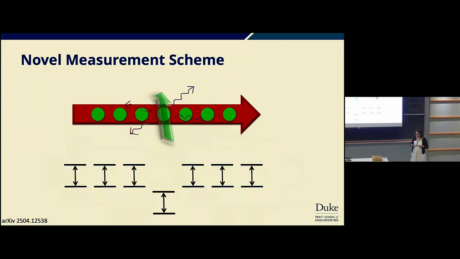And then this single ion you can do fluorescence readout on, and these photons are also shifted when they're emitted, and so they're less likely to excite the neighbor.